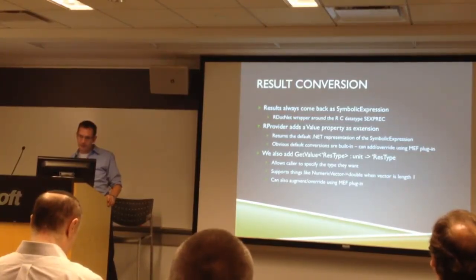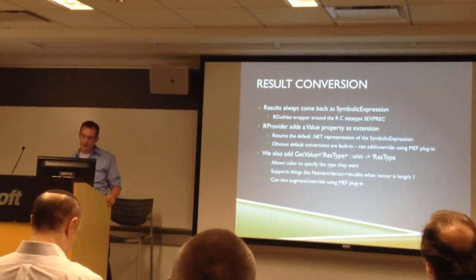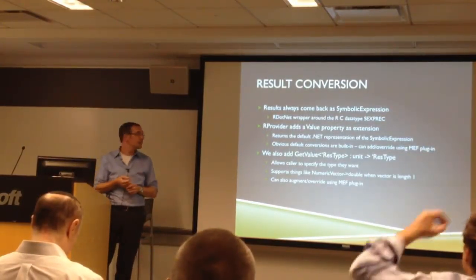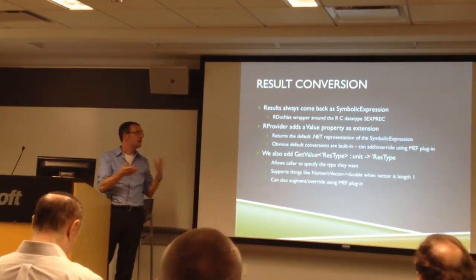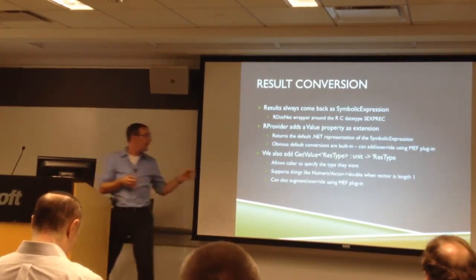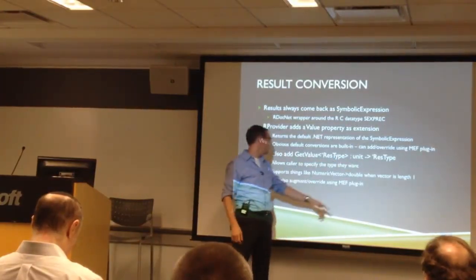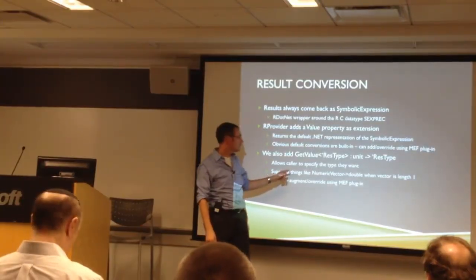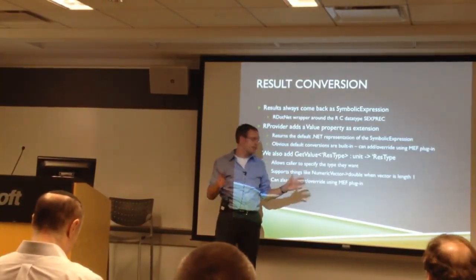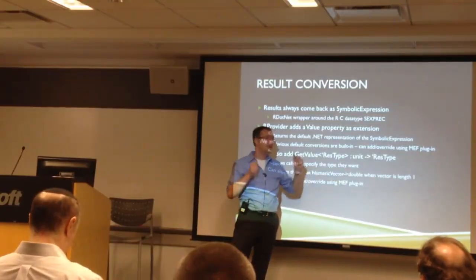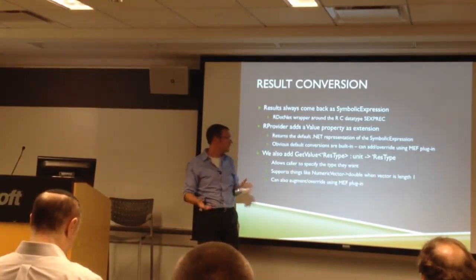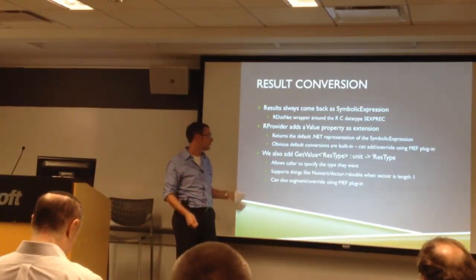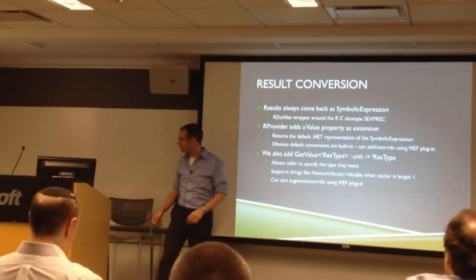So I think I've covered all this. We talked about the value property, we talked about get value. Value will always give you back the default representation of that type of symbolic expression. The obvious defaults are built in, and you can add or override them in the plugin. The get value function allows you to specify the type you want. So if you've got a numeric vector, there are no scalars, so you have a numeric vector of length 1, you can say I want it as a double, and you'll get back the double instead of the double array. It supports lists as well as sequences, I need all strings. Yep, so that's arguments.